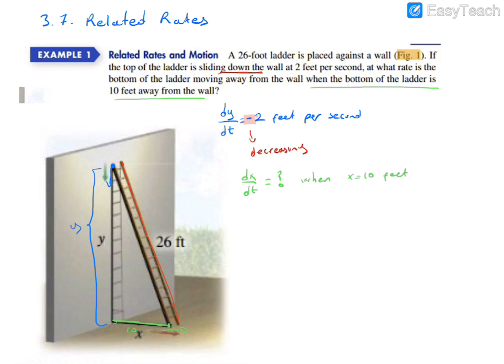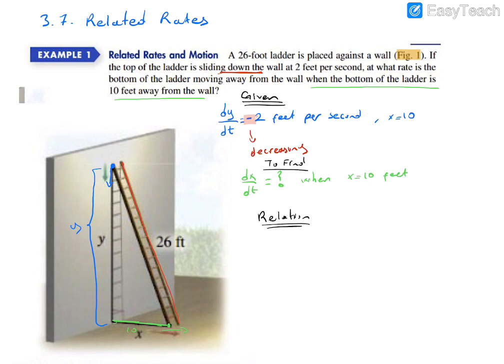So for such questions, first of all, you should indicate the given values. Okay, these are given information, and actually not just this one. Also, x equals 10 is the given information, and we would like to find, our aim is to find that value. So you should write the relation between all the variables.